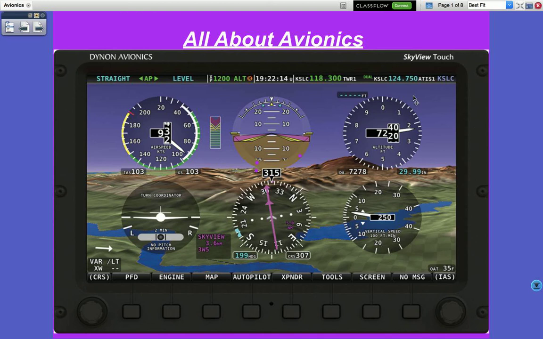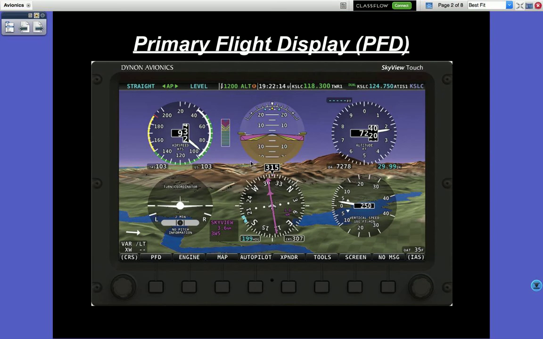Now, the screen that you're looking at right now is the Dynon Avionics Skyview Touch. It's one of the most popular among the sports cruiser family of aircraft, which is one of the most common when it comes to training. Now, you'll notice a lot of things going on this screen, and we're going to talk a lot about them. Now, the primary flight display, same image here that you're seeing, this is what's going to be on the left-hand side of the aircraft in front of the pilot.